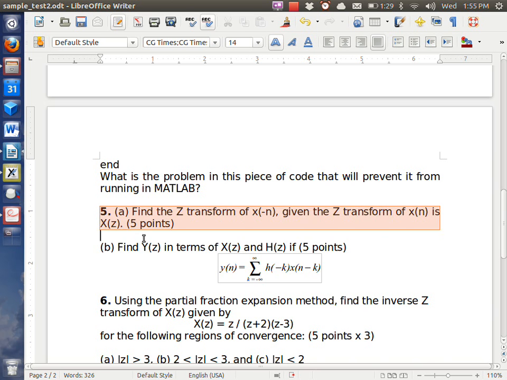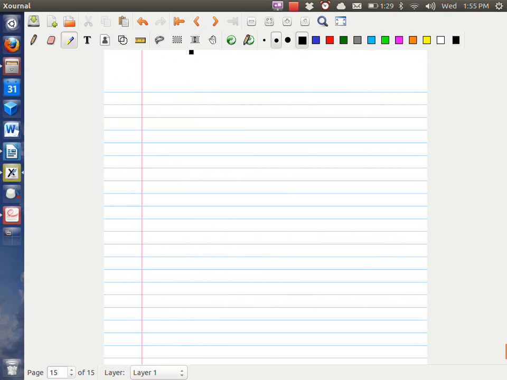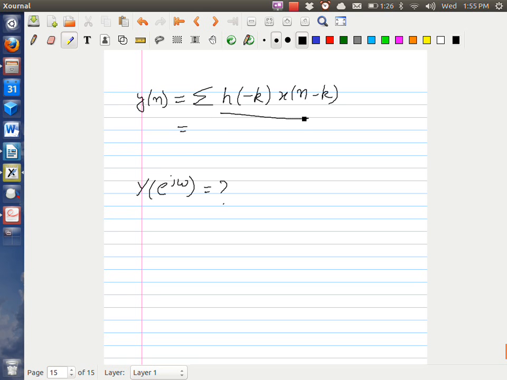Then this one, it's very similar to the DTFT problems of a very similar kind. We asked to refresh those kind of problems. You were given something like this: the sum of h of minus k, x of n minus k, and you were asked to relate the DTFTs. So we said that this doesn't look like the regular convolution. It looks like a convolution of h of negative n with x of n. So in the frequency domain, it would be the DTFT of h of negative n, which was H of e to the negative j omega, times the DTFT of x of n.